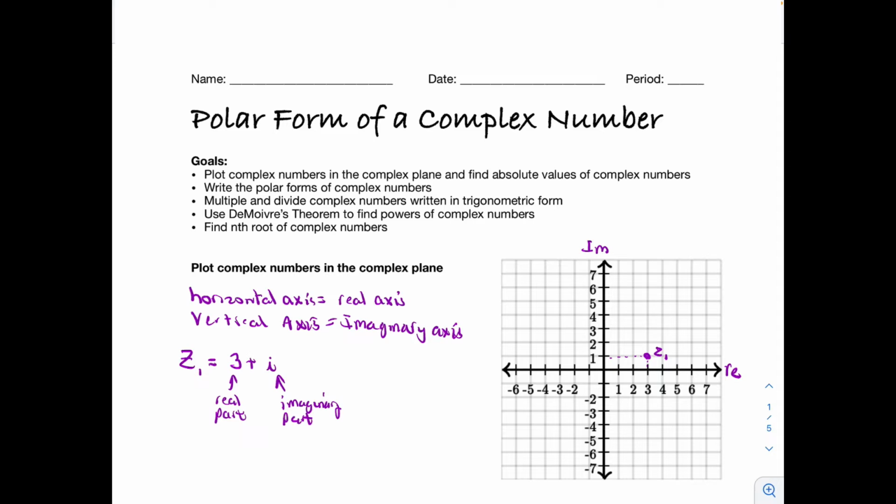That would be Z1. For example, if I had Z2 equal to negative 2 plus 3i, to graph this, I would go left 2 and up 3 to plot my Z2. Okay, I want you to try plotting Z3, which is negative 1 minus 2i. So that would be left 1, down 2. And then Z4, which is 4 minus 5i. Try plotting it. That would be right 4, down 5. And that'll be our Z4.